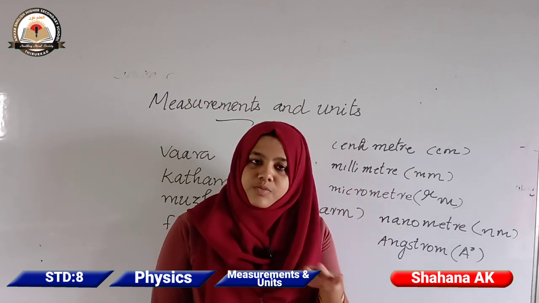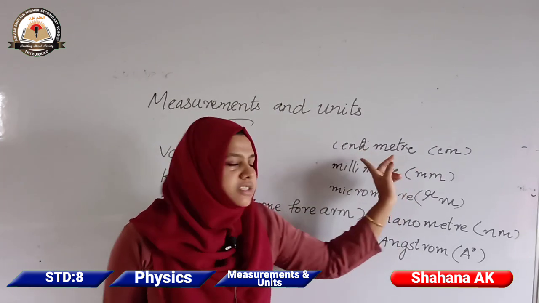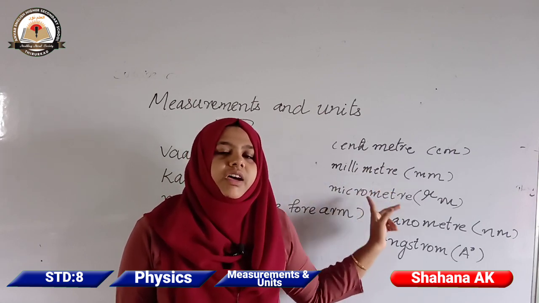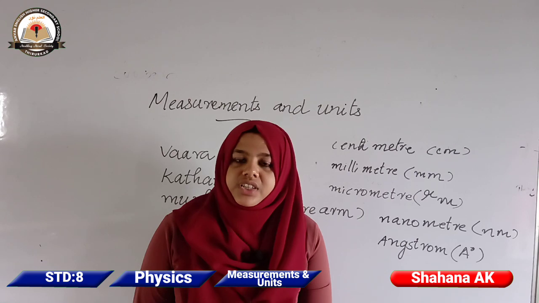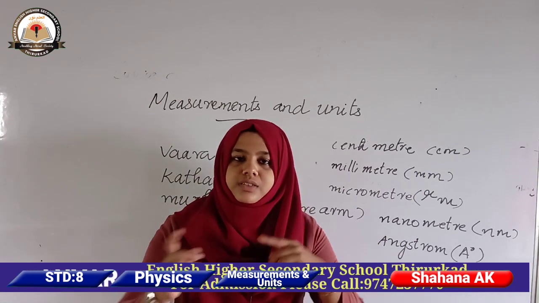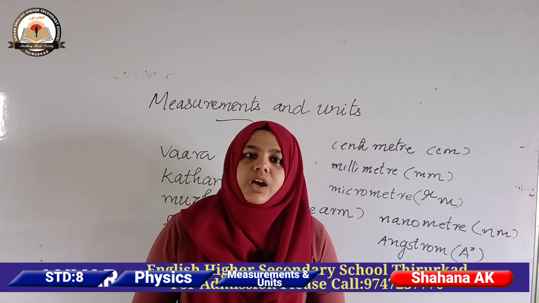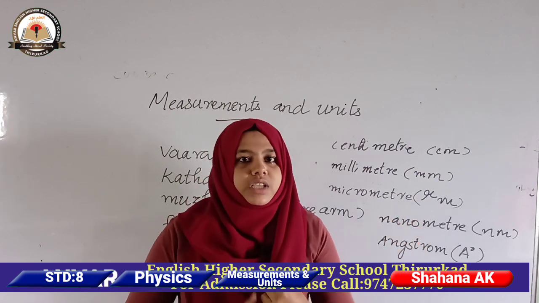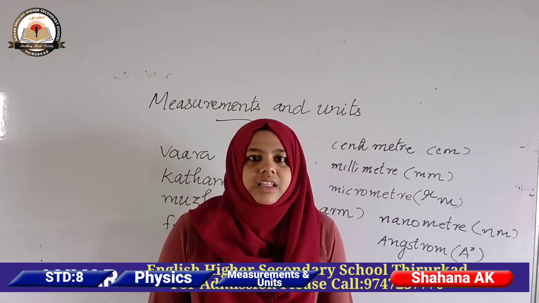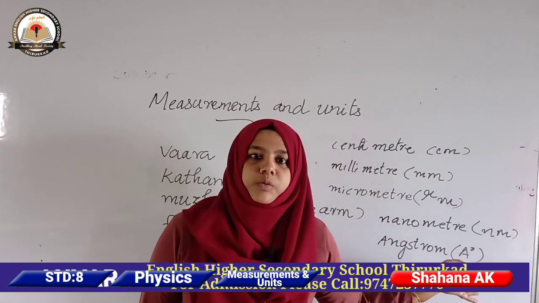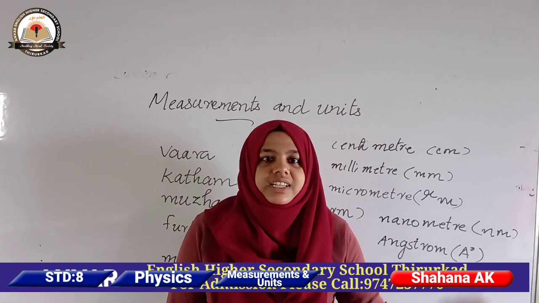So these are the smaller units of length that we are using to measure smaller lengths, such as centimeter, millimeter, micrometer, nanometer and angstrom. Then in some situations, when we want to measure the distance between two places, or the distance from Earth to the Sun, or the distance between two planets, we cannot follow these measurements. Meter is the basic unit of length, but in this situation we cannot follow meter. Millimeter, micrometer, all these cannot be followed when we want to measure longer distances.